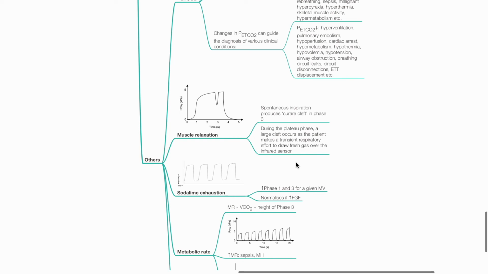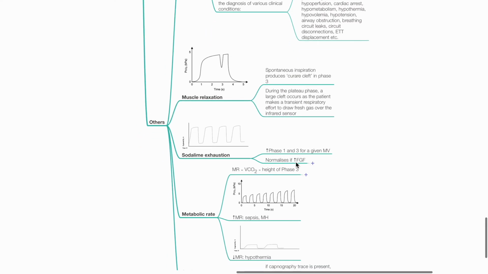Return of muscle power. Spontaneous inspiration produces curare cleft in phase 3. During the plateau phase, a large cleft occurs as the patient makes a transient respiratory effort to draw fresh gas over the infrared sensor. Soda-lime exhaustion may be indicated by increased phase 1 and 3 for a given minute ventilation, which normalizes with increased fresh gas flow.